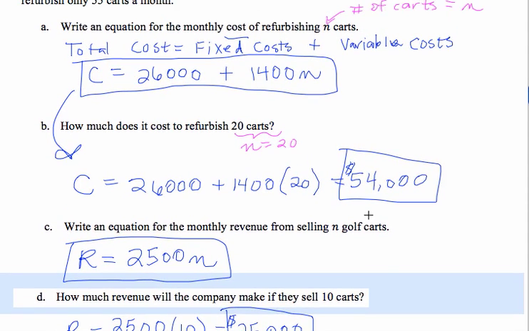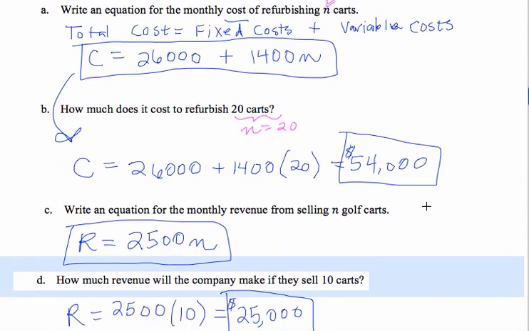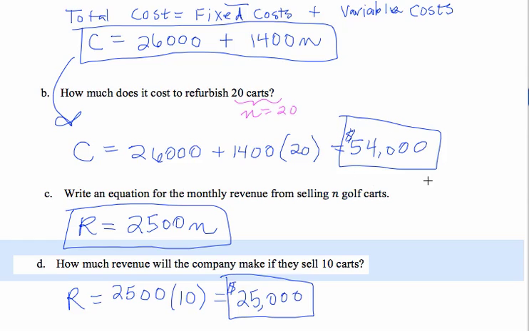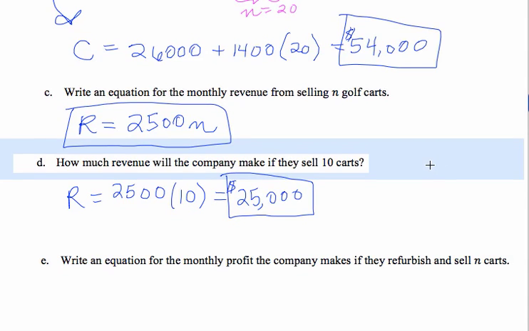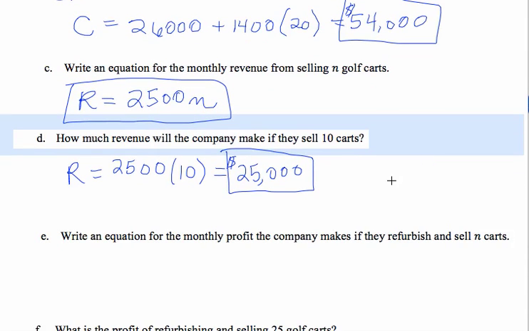Now notice the fixed cost of running the place for a month is $54,000. Well, if you only sell 20 carts, that's not good because you're only bringing in $25,000. You haven't even covered your cost. You just lost a lot of money. Okay, so just wanted to point that out.